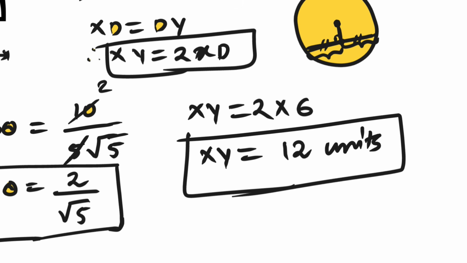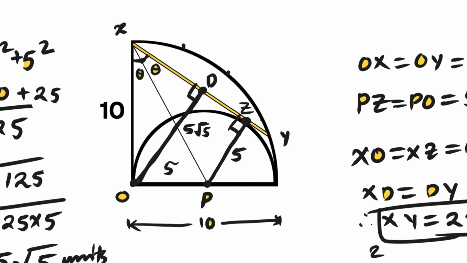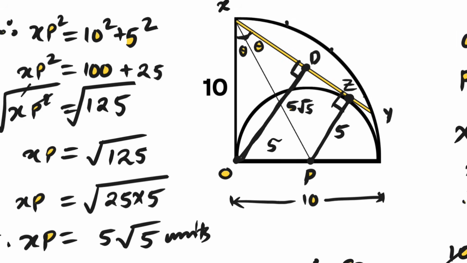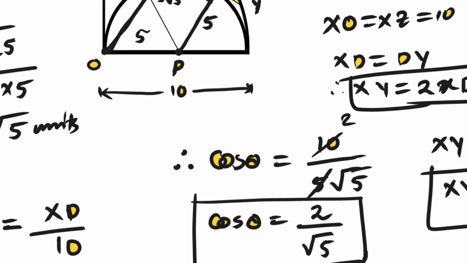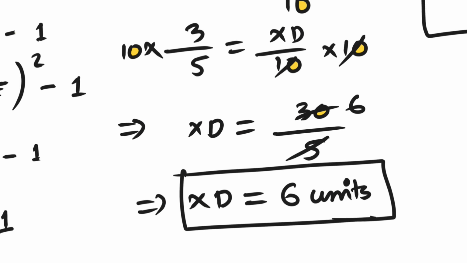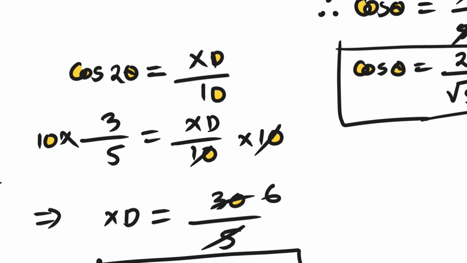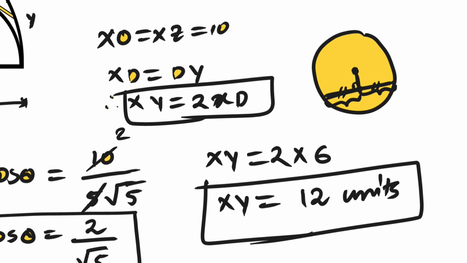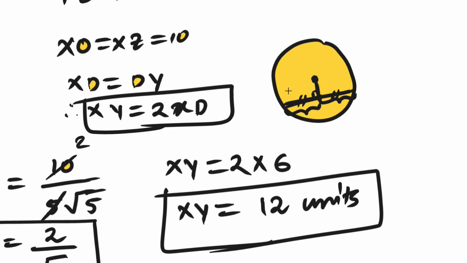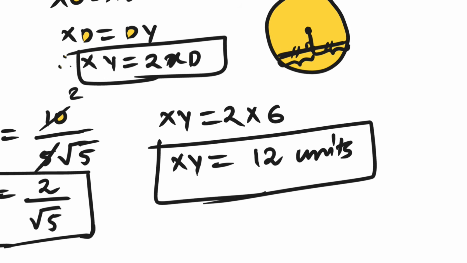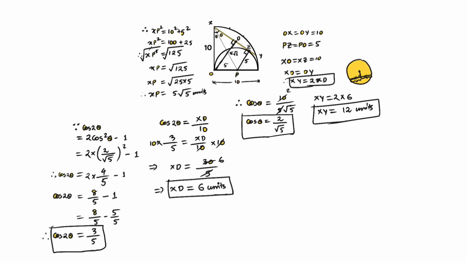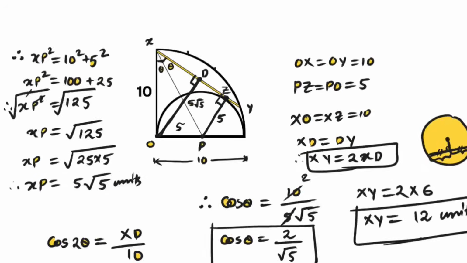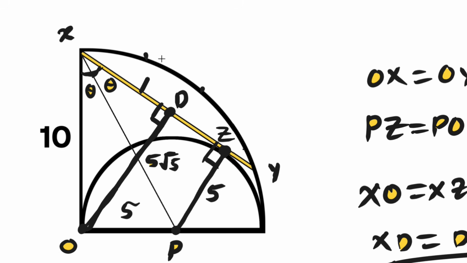So, after following the tangent relationship, the congruent triangles, the Pythagorean theorem, the cosine ratio, the double angle identity, and finally, the chord bisector theorem, we arrive at the required result. The length of chord XY is 12 units.